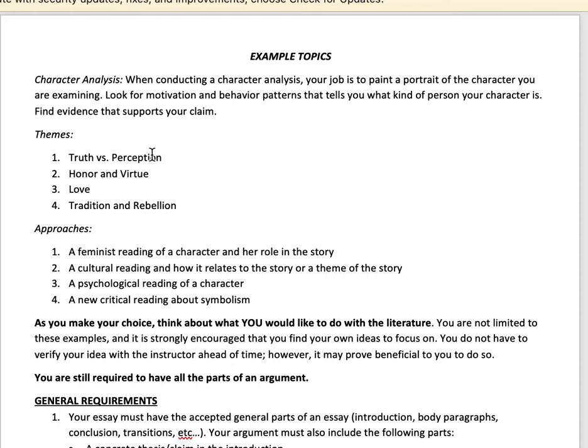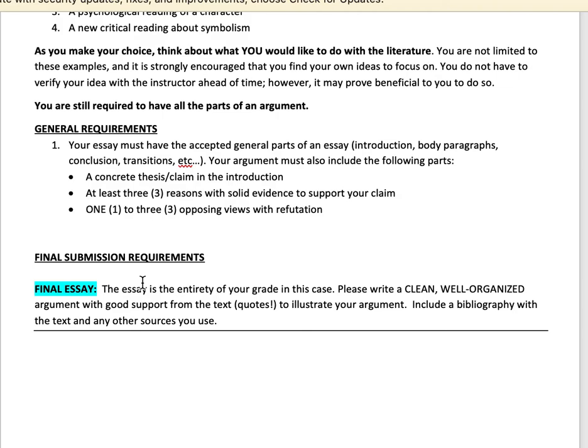If you look at an approach, you might do a feminist reading of a character in the story. You could do a cultural reading and how it relates to that theme or idea. You could look at a psychological reading, or say a new critical reading about particular symbols or things within the story. Whichever one you do, think about what you want to say about that story.